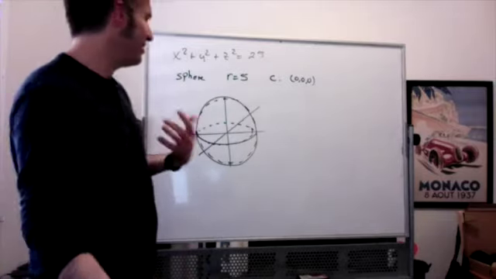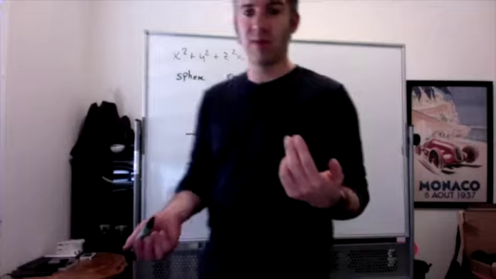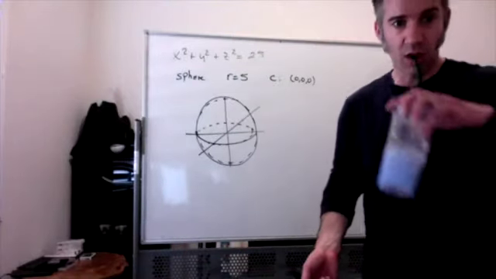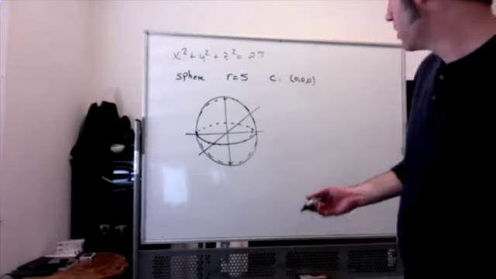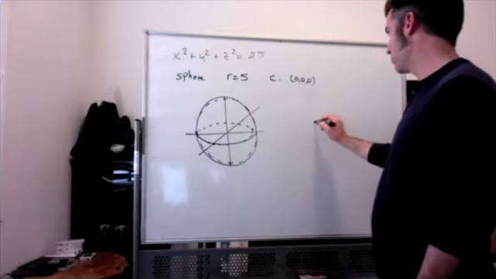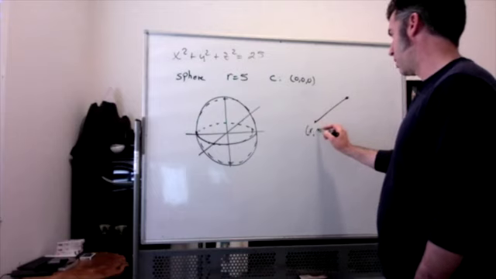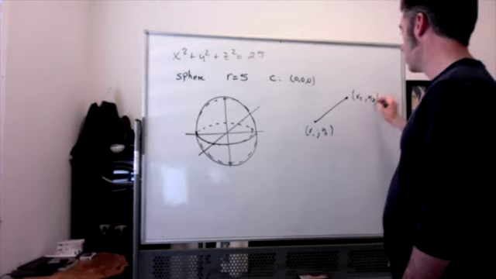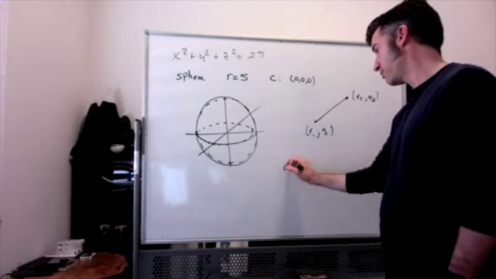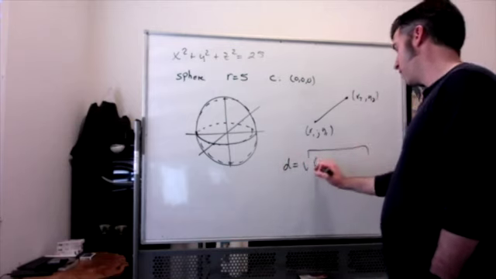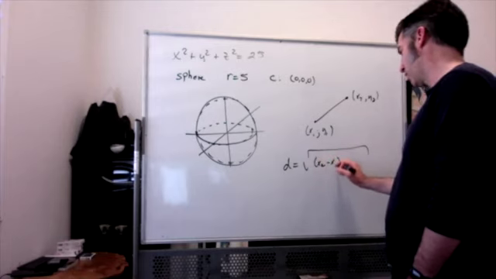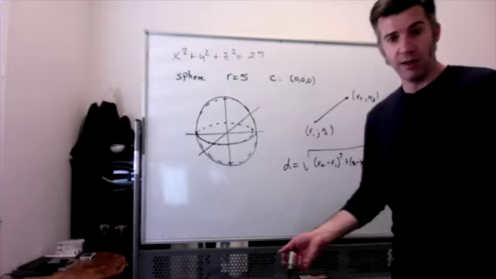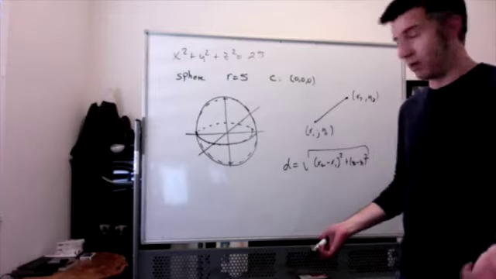Now, why is this true? Well, what's really important here is how the distance formula in 3 dimensions works. In 2 dimensions, if you've got a point (x1, y1) and a point (x2, y2), the distance between them is the square root of (x2 minus x1) squared plus (y2 minus y1) squared. There is an equivalent in 3 dimensions.